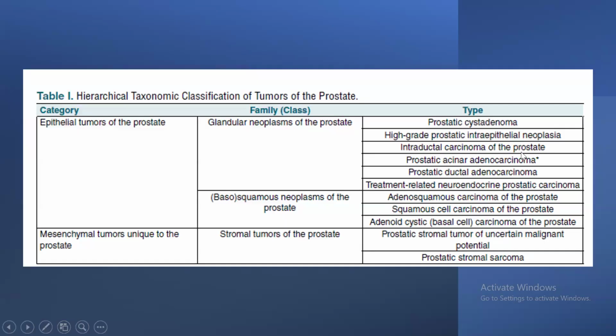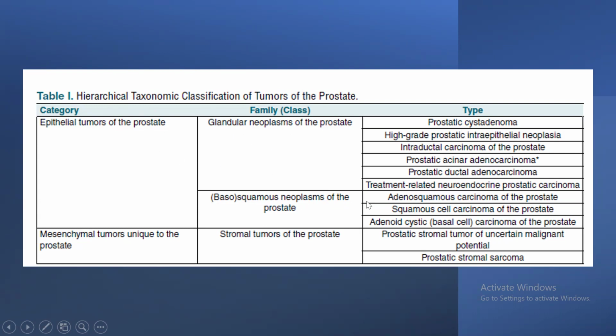So prostate carcinoma, because there are a lot of malignancies which may involve the prostate, since it is lying in the vicinity of the bladder. The prostate tumors are basically confined to the primaries of the prostate. So we have the glandular neoplasms, where the benign entity prostatic cystadenoma, then high-grade PIN, intraductal carcinoma, then acinar and ductal adenocarcinoma, this we all know, and then the new entity treatment-related neuroendocrine prostatic carcinoma. These are the elements covered in the glandular part.